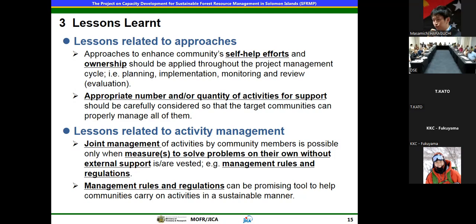Lessons learned related to activity management. Joint management of activities by community members is possible only when measures to solve problems on their own, without external support, are vested. This is the management rules and regulations. Management rules and regulations can be a promising tool to help communities carry on activities in a sustainable manner.